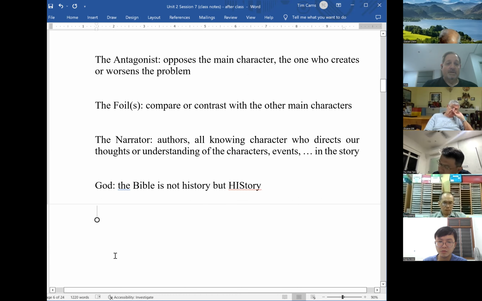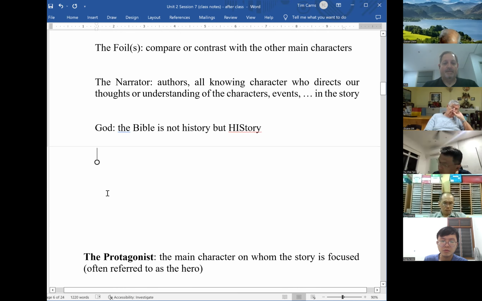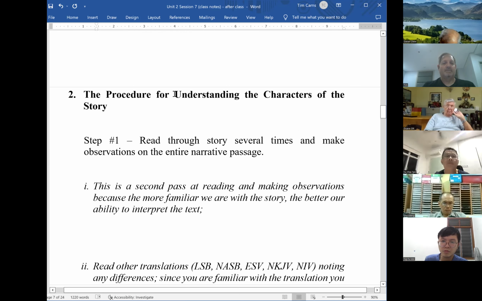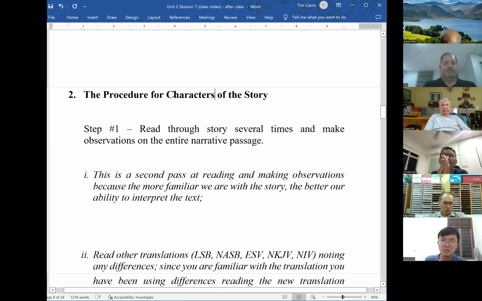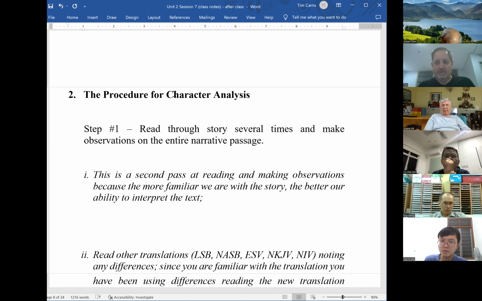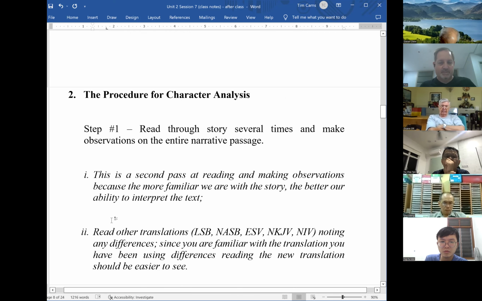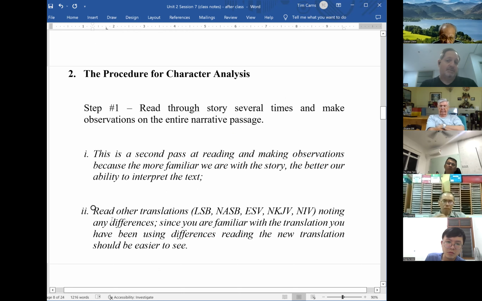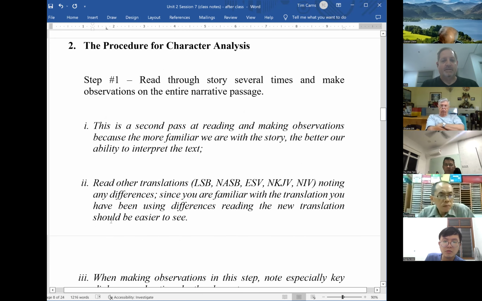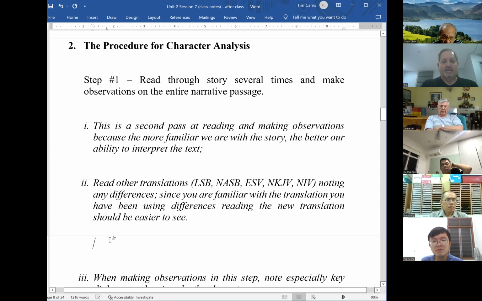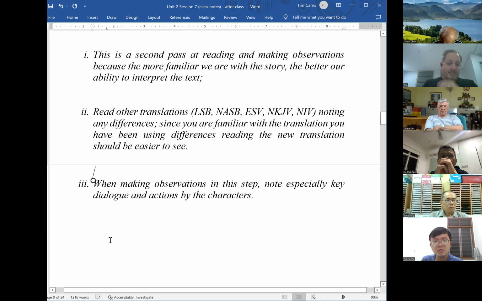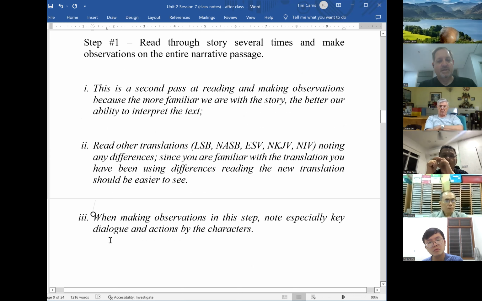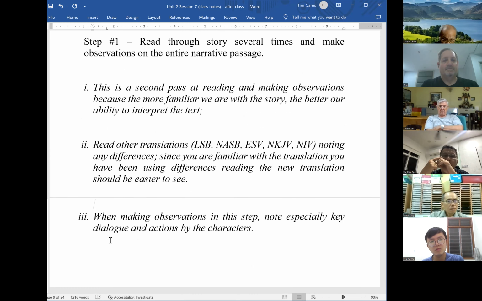All right. So as we go to this particular step, the procedure for character analysis, or better understanding the characters of the story, is as follows. The first step is to read through the story again and make additional observations, a second pass at the reading after having done the setting analysis and the scene analysis. Read through it another few times, using different translations to identify and note any differences, and also any other insights that may come out as a result. And also pay more attention to the characters in the story, what they say and do. So that's the first step.